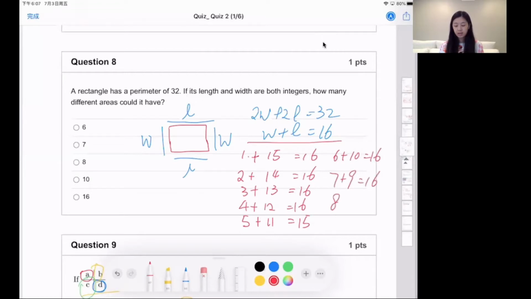And then 8 plus 8 is a square, right? Because we see they have the same side. But a square is a special rectangle, okay? But a rectangle won't be a square. A square will be a special rectangle, okay?